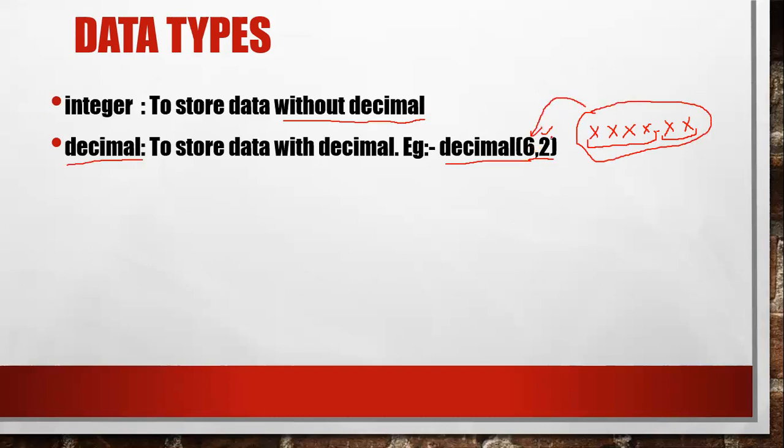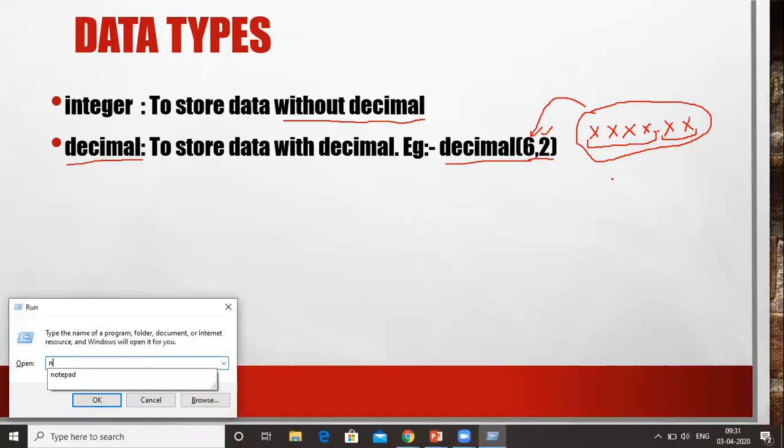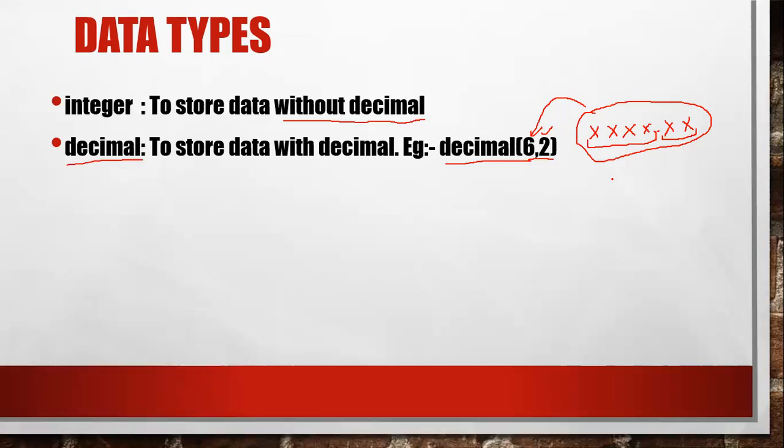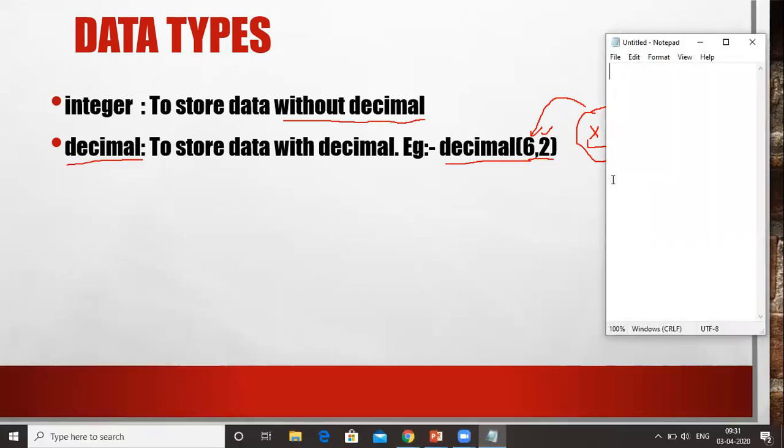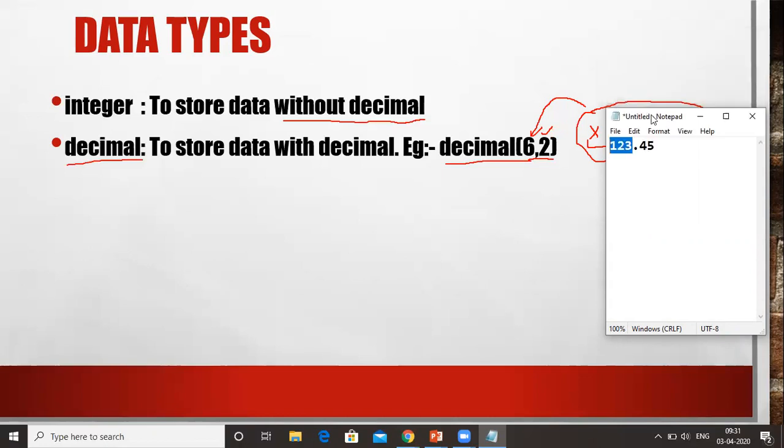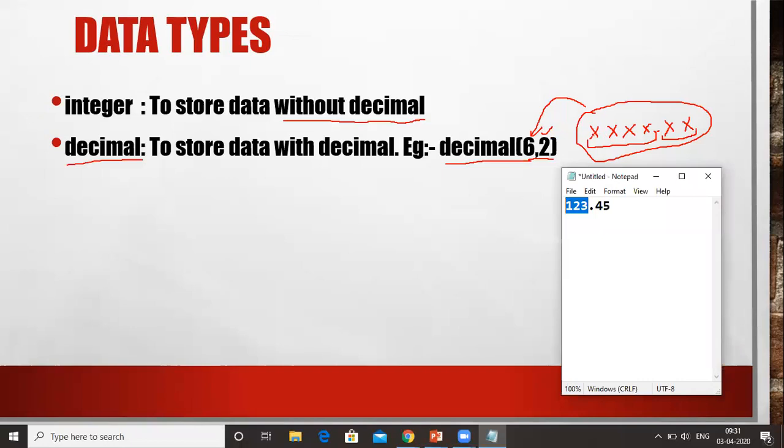Okay, let me show you an example. Suppose I write 123.45, so it will be accepted. Why? Because after the decimal we have only 2 digits, and before the decimal we have 3 digits, and a maximum of 4 digits can be stored. As you can see, a maximum of 4 digits can be stored before the decimal part, and right now it is holding 3 digits only.